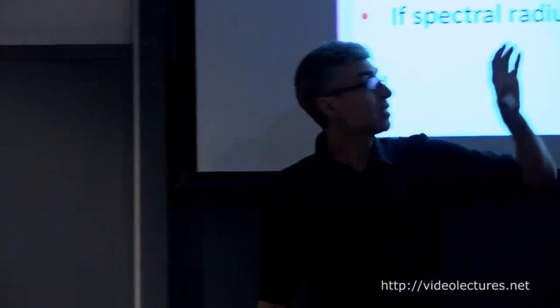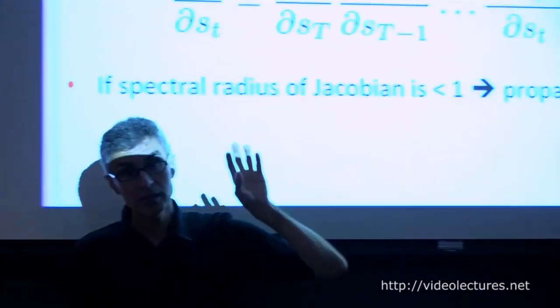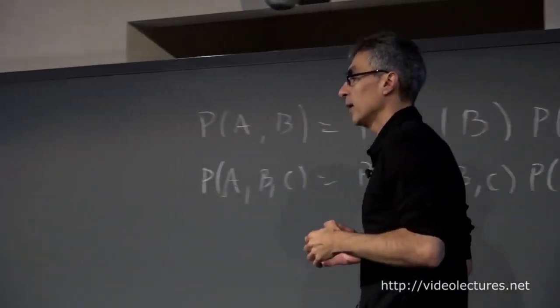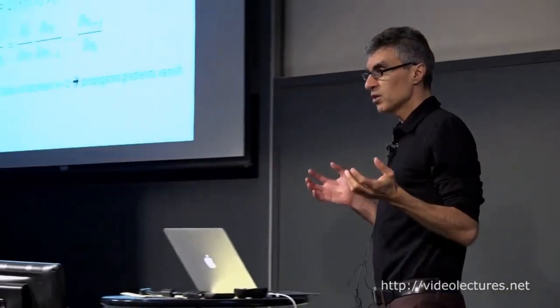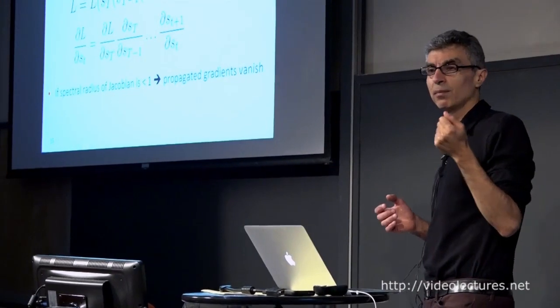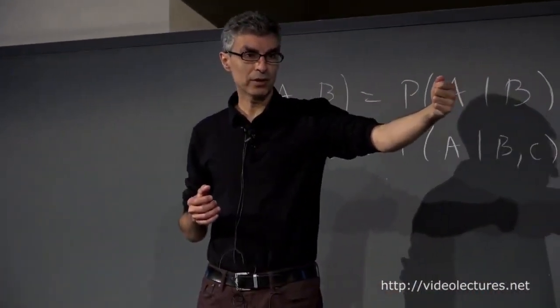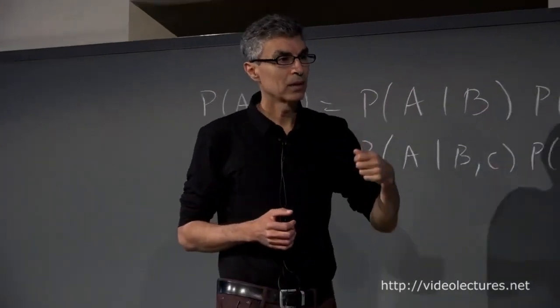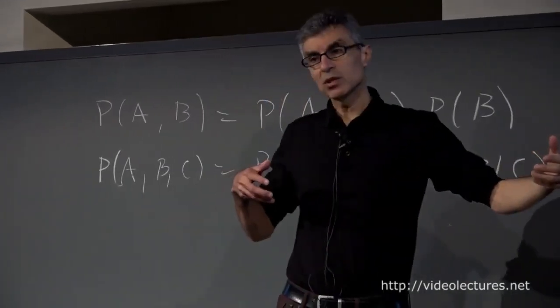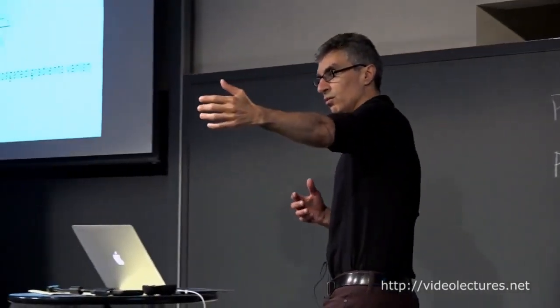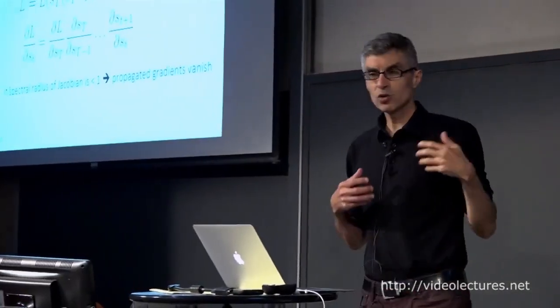Each of these, except the last one here, is a matrix, the size of the state squared, and think of these matrices as numbers, a single scalar number. If we multiply a bunch of numbers together, what's going to happen as the length of the sequence increases? Well, if those numbers are less than 1, we're going to converge to 0 exponentially fast. If those numbers are greater than 1, we're going to explode.